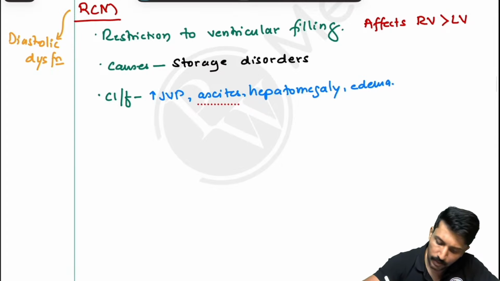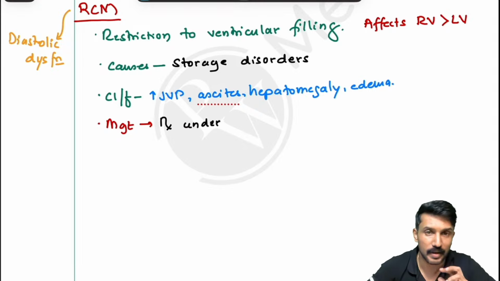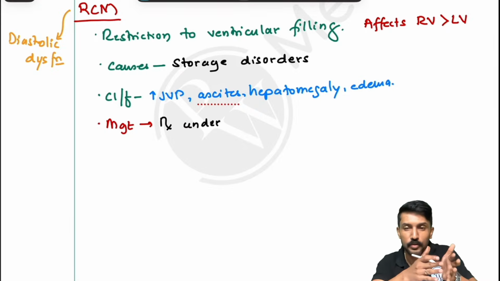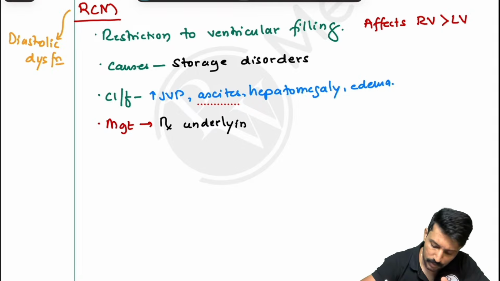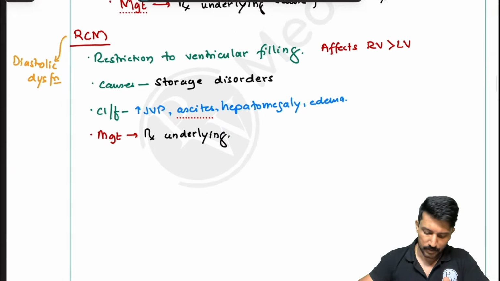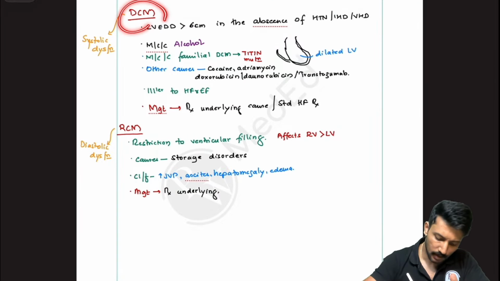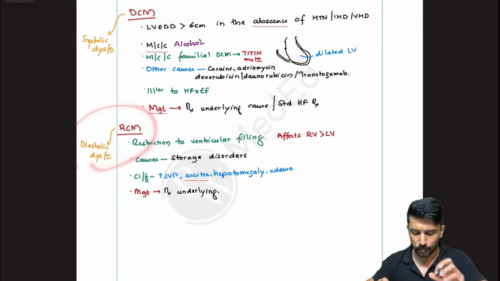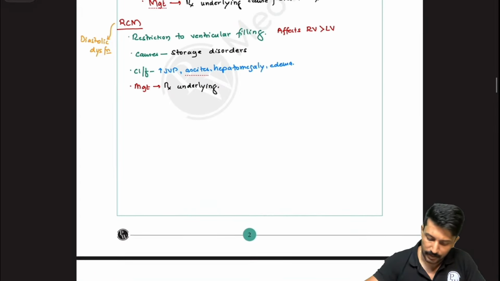Okay. So when it comes to their management, it is treating the underlying cause. Like if I have hemochromatosis, I have to bring down the iron level because iron is being stored in the cardiac myocyte. It is not able to relax. If I remove it, it will settle. So treating the underlying cause is the option. So dilated cardiomyopathy is a left heart disease causing systolic dysfunction. Restrictive cardiomyopathy is a right heart disease causing diastolic dysfunction.